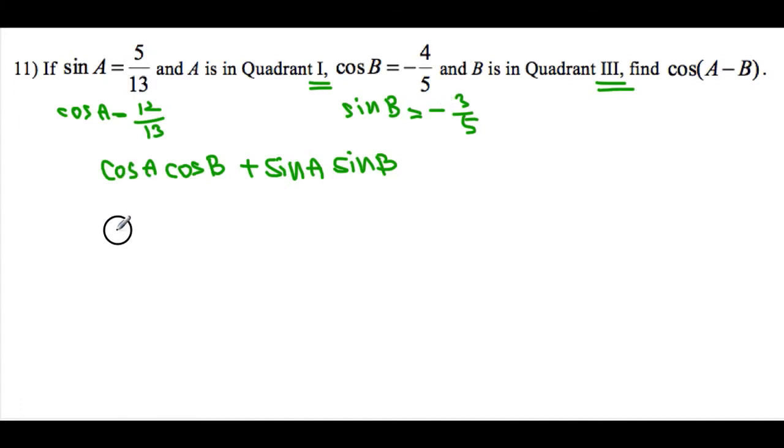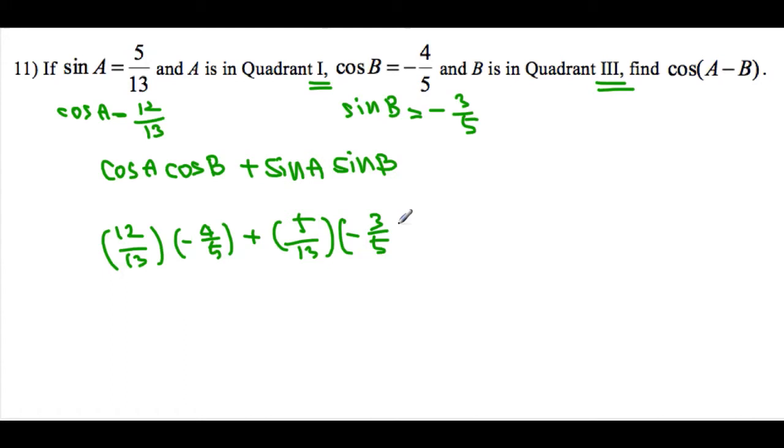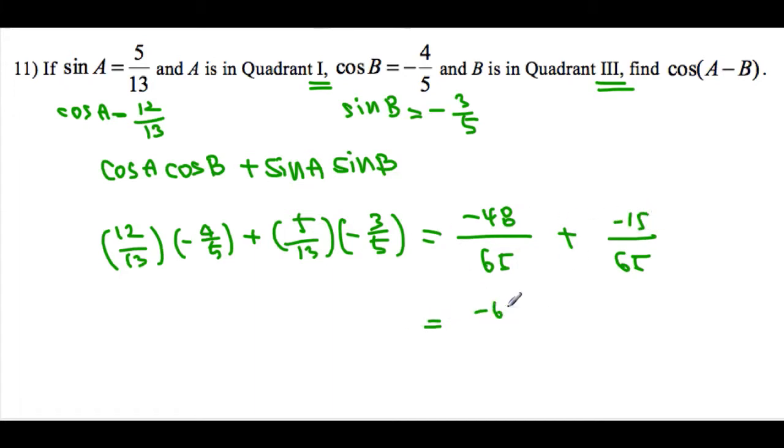So cosine of a is 12 over 13 times cosine of b is negative 4 over 5 plus sine of a is 5 over 13. Sine of b is negative 3 over 5. So here we get, this is 65, and the numerator is negative 48. And then plus, here we get 65, numerator is negative 15. So our answer is negative 63 over 65 would have been our answer.